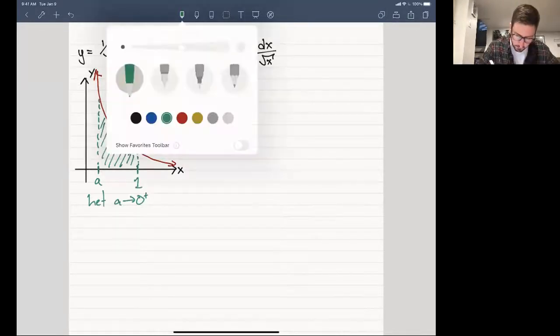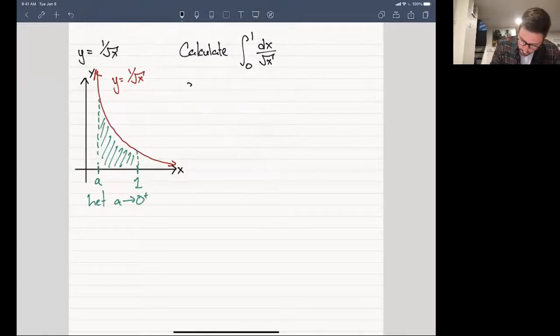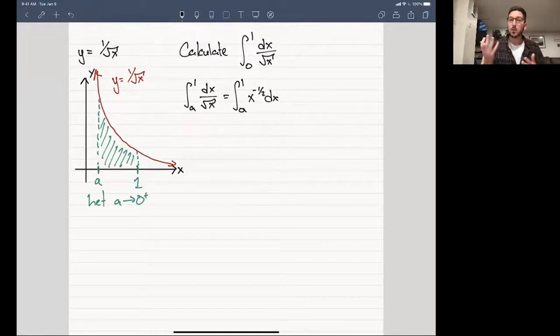So let's start with finding the area between a and 1. So we have the integral from a all the way up to 1 of dx over the square root of x. Now, if you want to, you can write this as the integral from a to 1 of x to the minus 1/2 dx. And now you just need to add 1 to the exponent and divide by the new exponent. In this case, you get 2 times the square root of x, going from a to 1. And now plugging in the bounds gives you 2 times the square root of 1, minus 2 times the square root of a.